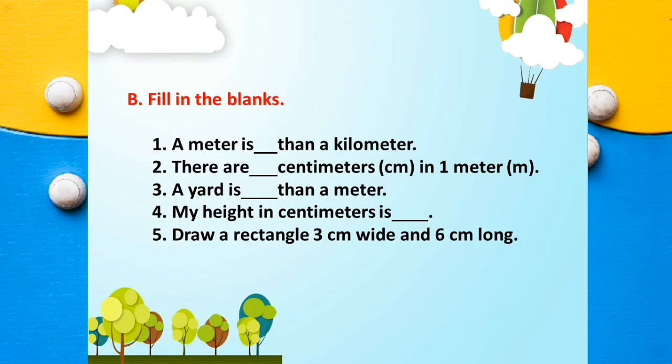So number 1, a meter is blank than a kilometer. What do you think the answer? Okay, shorter. A meter is shorter than a kilometer. Number 2, there are blank centimeters in 1 meter. Okay, 100 centimeter yung sagot. A yard is blank than a meter. Okay, so yard is shorter than meter.